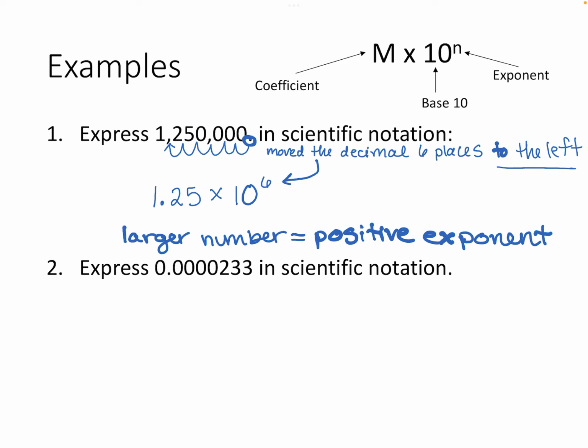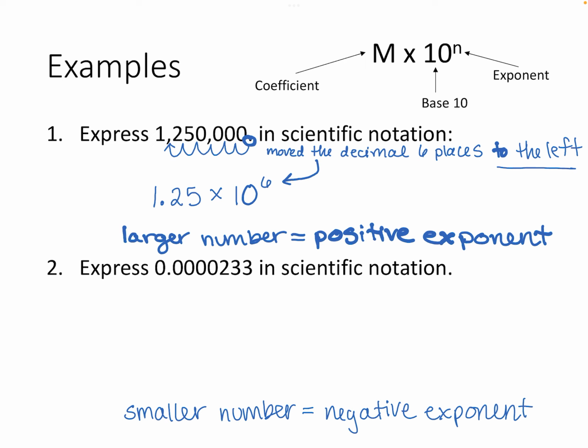Now, in the second example, we have express 0.0000233 in scientific notation. So notice that this is a really small number. This is a decimal, right? So we should expect our exponent to be negative. So we have a smaller number, so we expect a negative exponent. Now, see if you can figure out how to write this number in scientific notation on your own. So you can pause the video, try it on your own, and when you unpause, we'll go over it together.